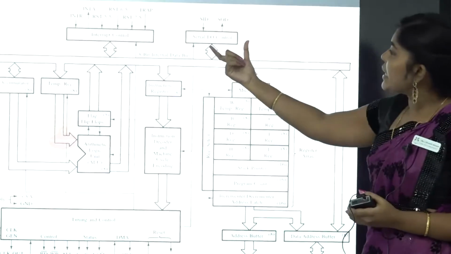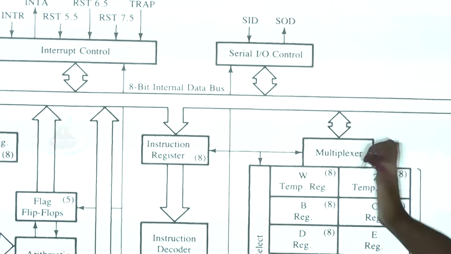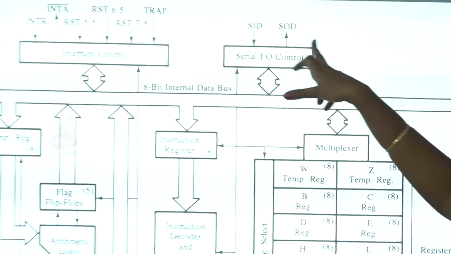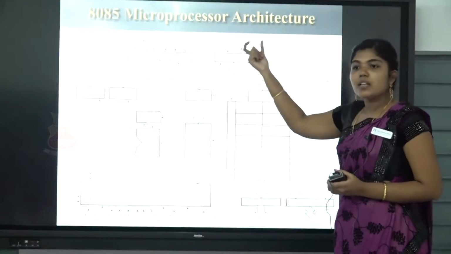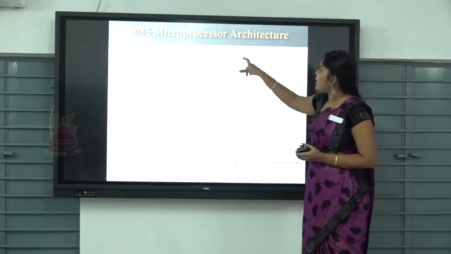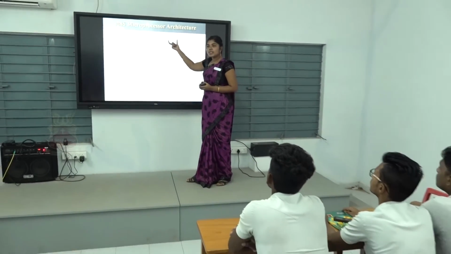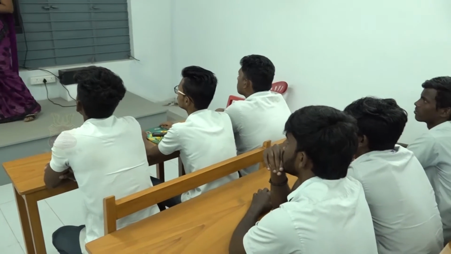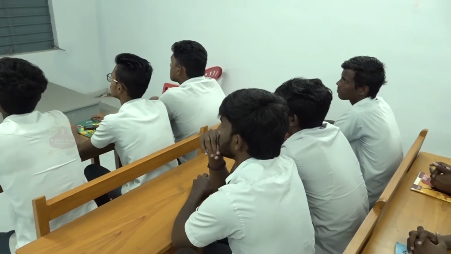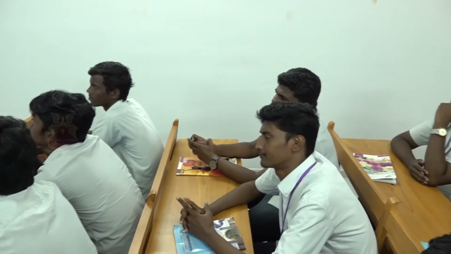Next one is serial I/O control, serial input output control. Here we have two signals, SID and SOD. SID is serial input data and SOD is serial output data. These two signals are used for serial transmission. SID is used to receive the input and SOD to transmit the output data serially. This is the function of serial I/O control.